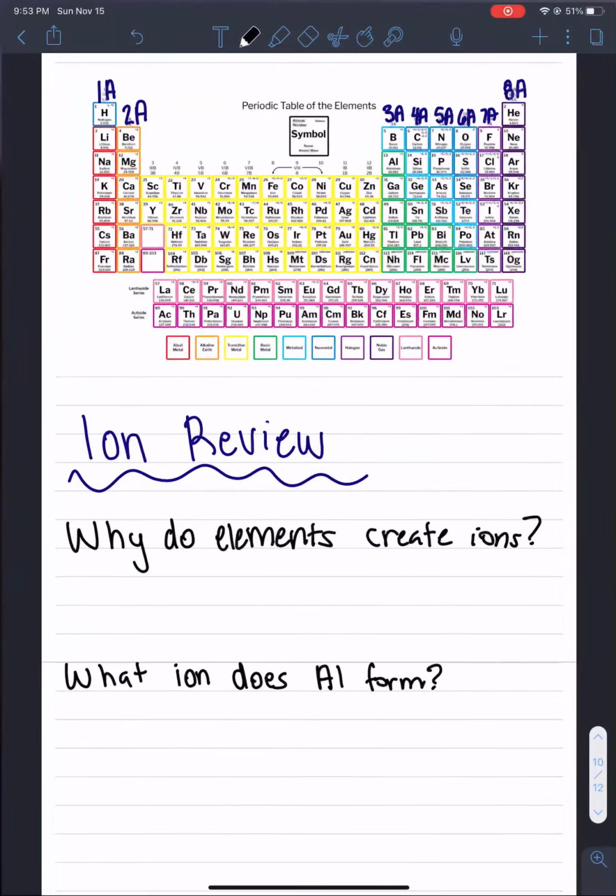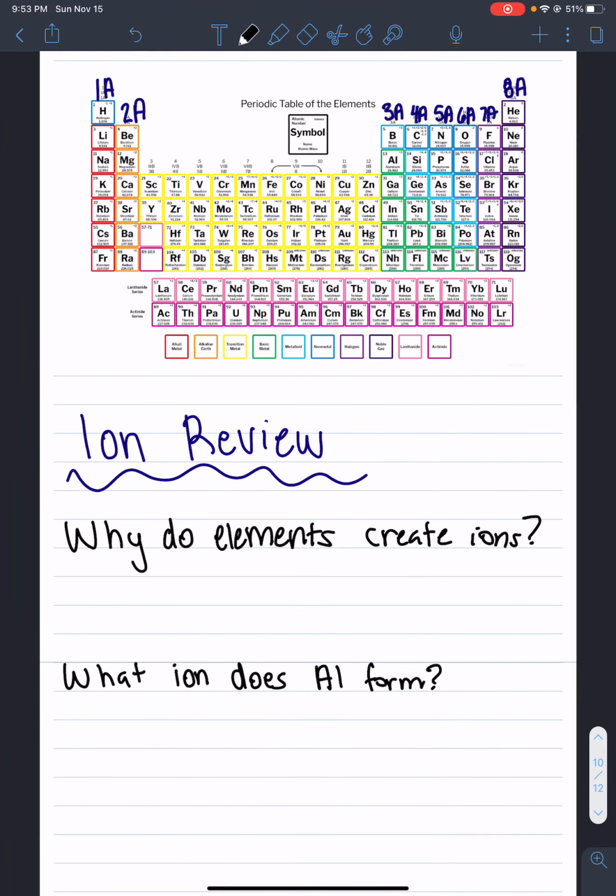Alright guys, we're going to do a really quick ion review. Ions are going to be super important going forward in this class. So please have out your notebook or a piece of paper and be taking some notes as I go through this. While you're pulling that out, I'm just going to start explaining why it's going to be really important for us to know these ions and know how to write them and how they form.